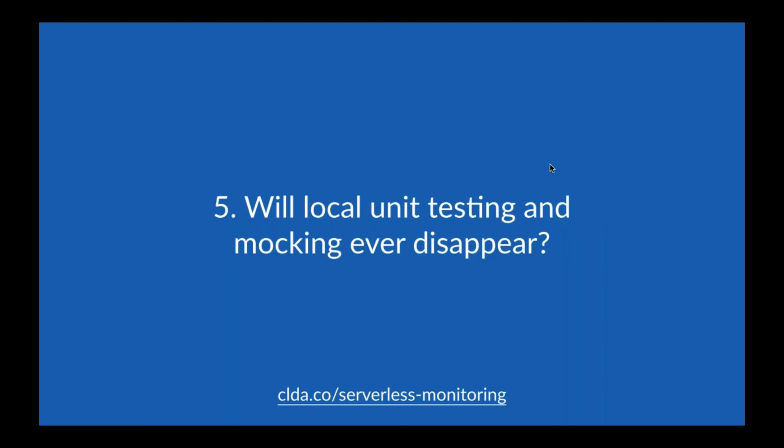Okay, and that's the next step. Will this local unit testing and mocking, which is what people are kind of forced to do, ever disappear? What do you think? I'm not sure.